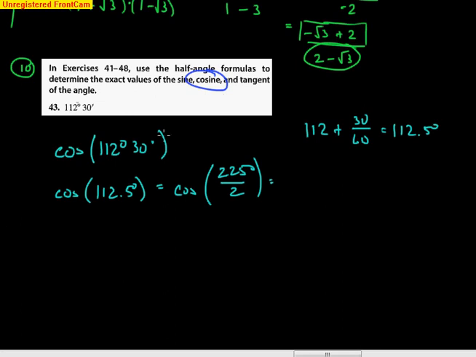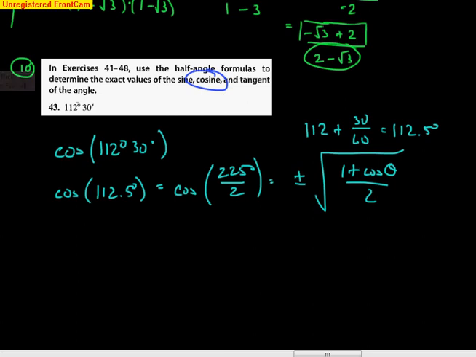So now I use the half angle formula for cosine, which says plus or minus the square root of 1 plus cosine of theta, whatever you want to call it, all over 2. And again, this is in a square root, right? It's in a square root. So 1 plus cosine of theta, all over 2.